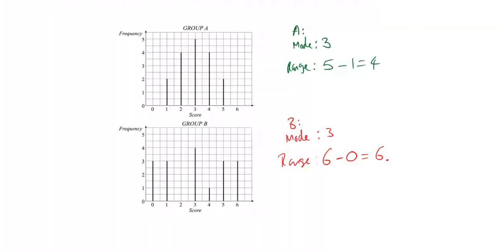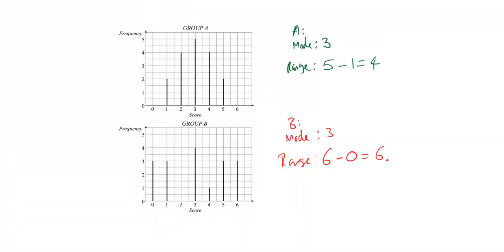But the range tells us something because B has a lot larger range comparatively, 6 compared to 4. So that means that in group B, we have a wider spread of scores. The scores are more varied. So that is what the range is telling us. And that's true, isn't it? We can see that. We can also look at the diagrams themselves.